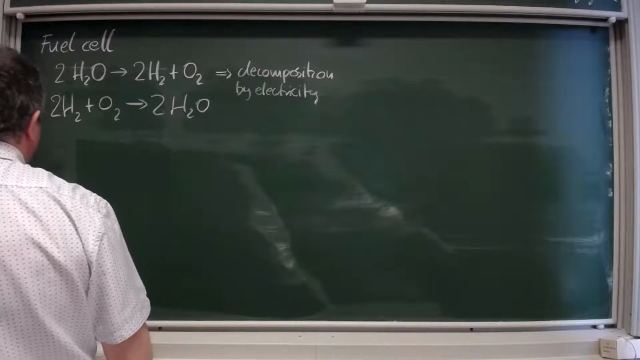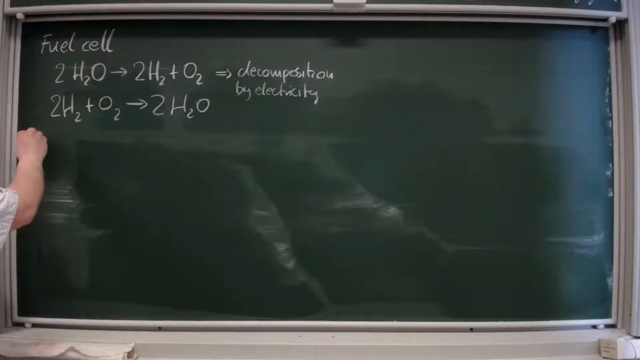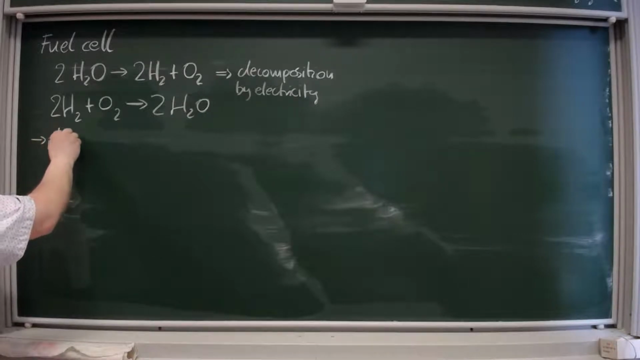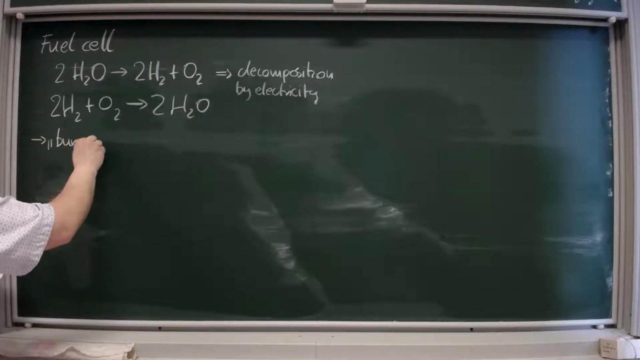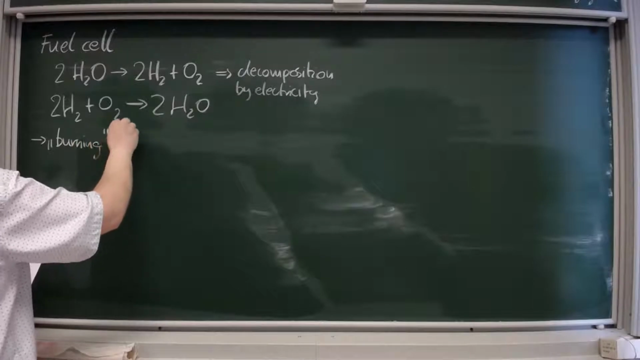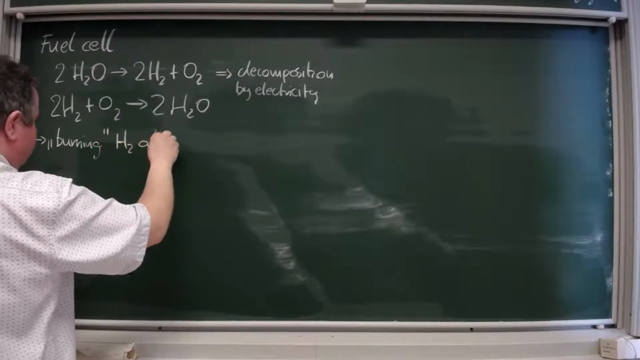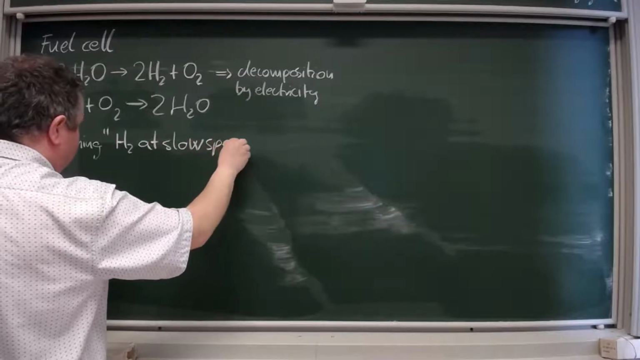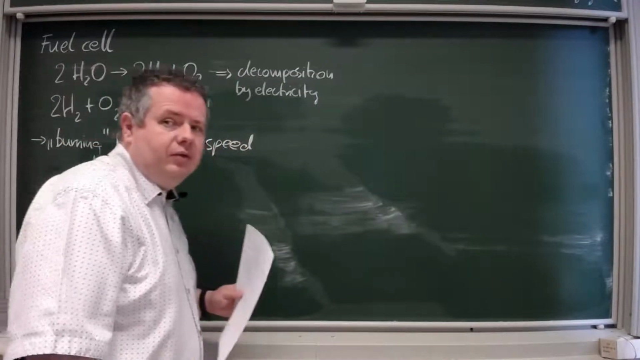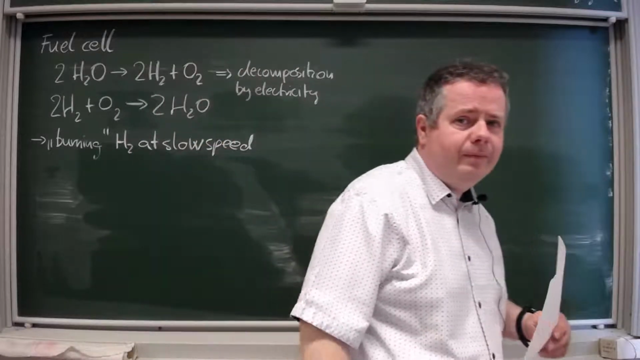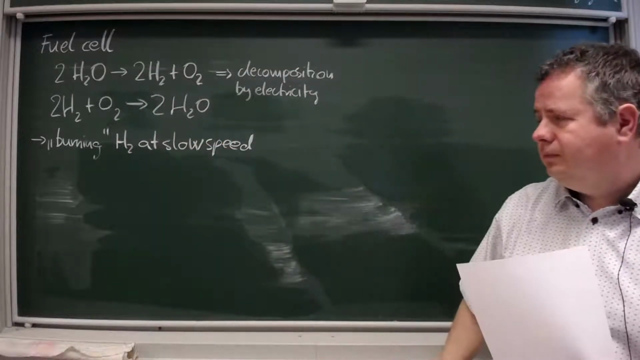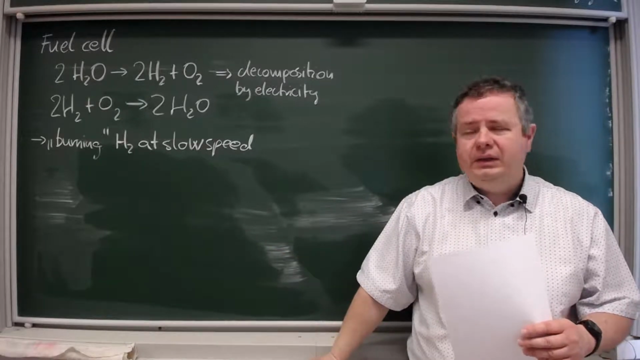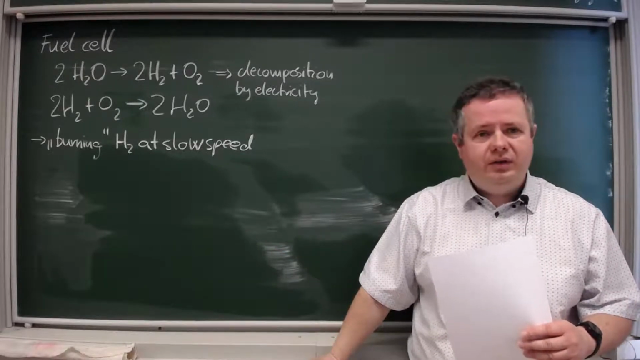the fuel cell, what is it doing? The fuel cell is, let's say, burning hydrogen at slow speed. Okay, so it makes the second reaction. That's why I made the commas, burning at slow speed.